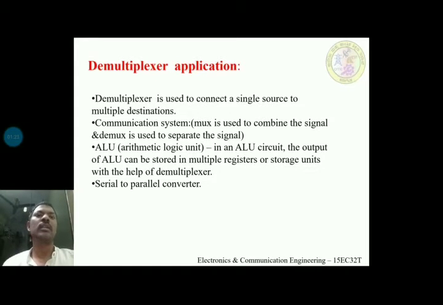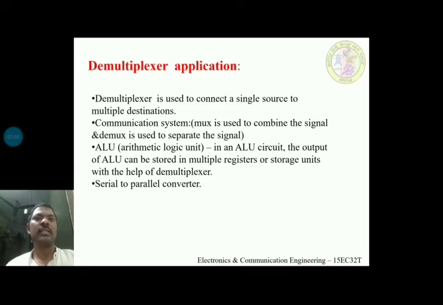Next one is arithmetic. A demultiplexer is used in the arithmetic logical unit. In the arithmetic logical unit, the output of the ALU can be stored in multiple registers or storage units with the help of a demultiplexer. That means the demultiplexer is used here as a storage unit. That means you can store data or output of the ALU in the demultiplexer. Hence, we are using the demultiplexer in the arithmetic logical unit. This is the third application of demultiplexer.